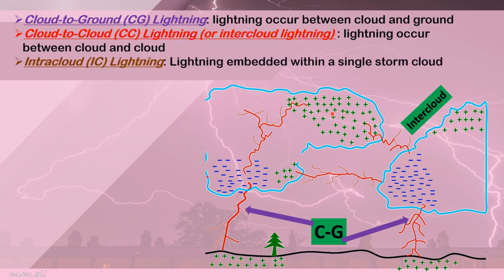And the third one is intra-cloud lightning. That is lightning embedded within a single storm cloud. Within the same cloud, the lightning occurs between the two oppositely charged layers of the same cloud. This type of lightning is called intra-cloud lightning. Okay, so we have learned three types of lightning. These are very, very important. Besides these three, there are some more types of lightning which occur in nature, but these are the three most common forms of lightning.